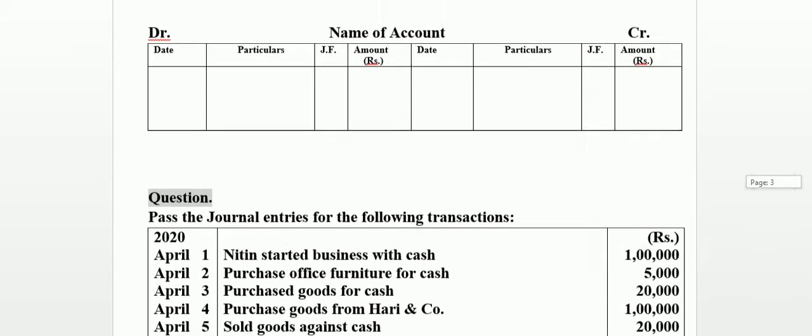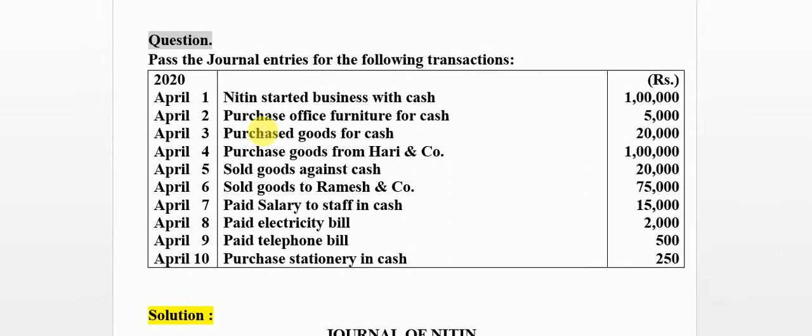So this is the question. Pass the journal entries for the following transactions. Nitin started business with cash rupees 1 lakh, purchased office furniture for cash rupees 5,000, purchased goods for cash worth rupees 20,000, purchased goods from Hari and Company worth rupees 1 lakh, sold goods against cash rupees 20,000, sold goods to Ramesh and Company 75,000, paid salary to staff, that is 15,000, paid electricity bill, that is 2,000, paid telephone bill, that is 500, and purchased stationery in cash worth rupees 250.